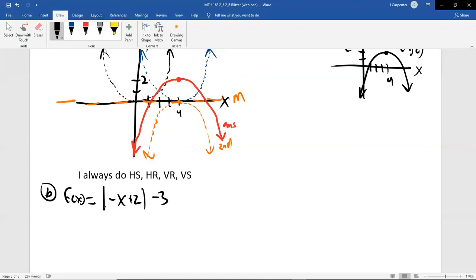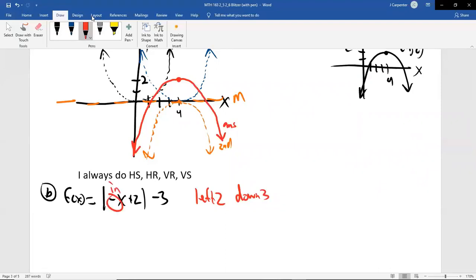We have some shifts. The plus 2 and the minus 3 are the shifts. The plus 2 is inside, so that's going to be a left or right shift. Since it's plus, that means it's going to be a left shift of 2. The minus 3 is outside, so that's vertical, which means we're going to go down 3. The vertical shifts are not backwards, the horizontals are.